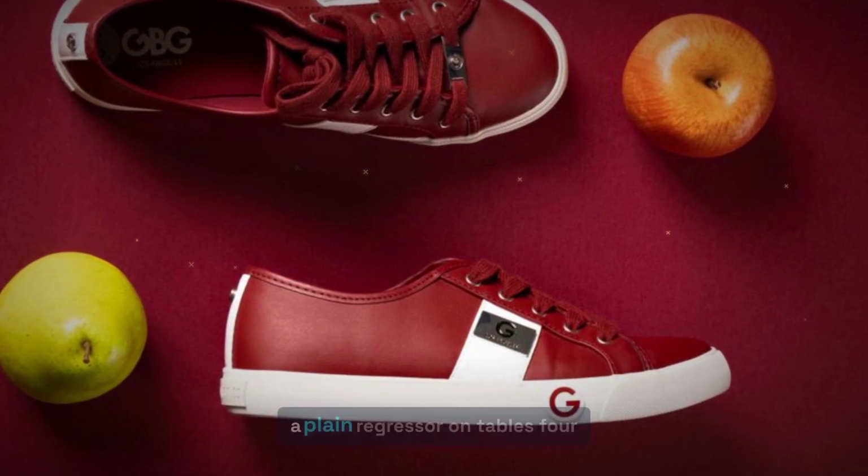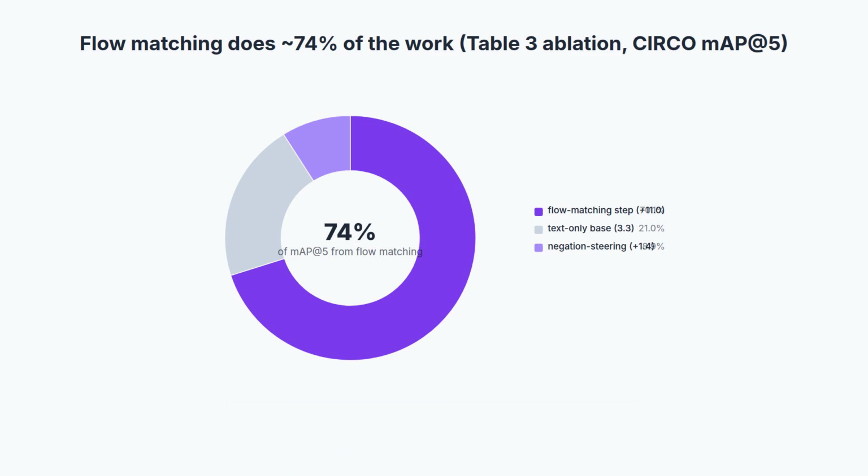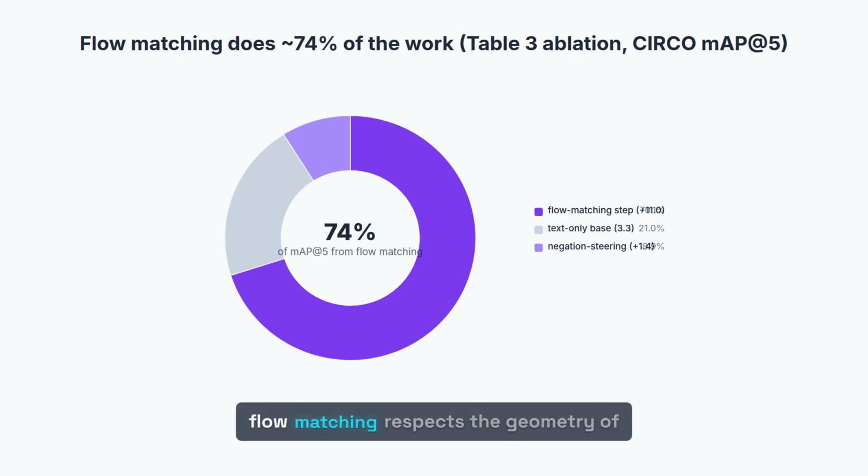Why flow matching and not a plain regressor? Tables 4 and 5. A direct regression head that maps the instruction straight to a target embedding scores 23.8 recall at 1. The flow matching transport scores 26.2. The time-conditioned velocity field beats a residual regressor by 2.4 points because flow matching respects the geometry of the embedding manifold. And transporting into the text embedding space beats the image embedding space, 26.2 against 23.8. The design choices each carry weight.